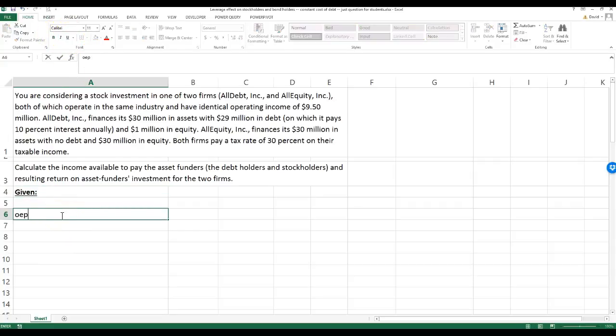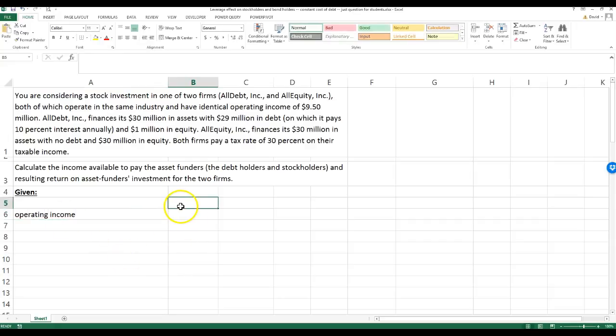And we'll say operating income. And here we'll say all debt and all equity. Okay. They both have $9.5 million, so let's go ahead and put that in here. 9,500,000. Let me change it to a 9. I think that's $9.5 million. And then we can just go down here to this little drag bar and copy it across. So they both have $9.5 million in operating income.